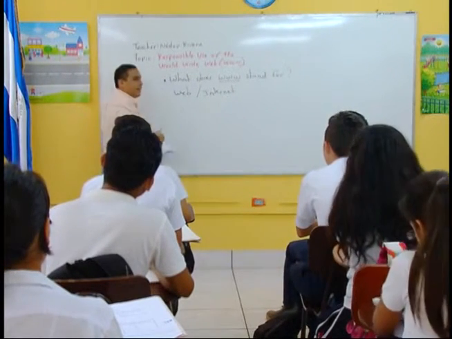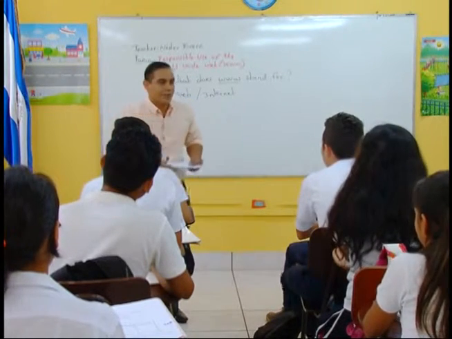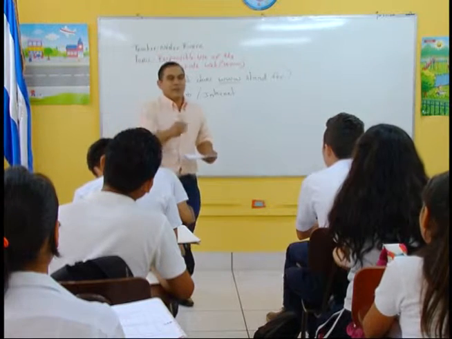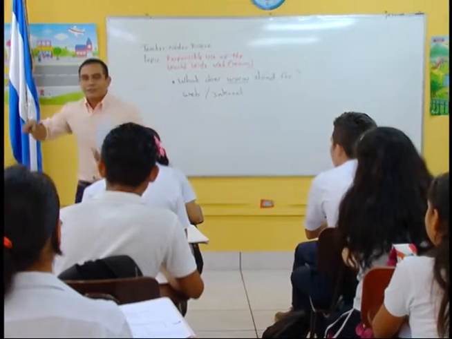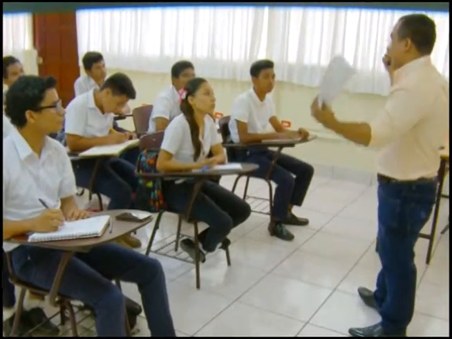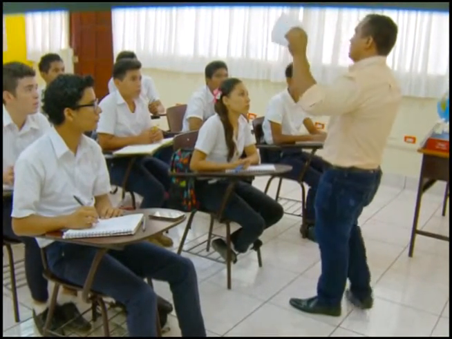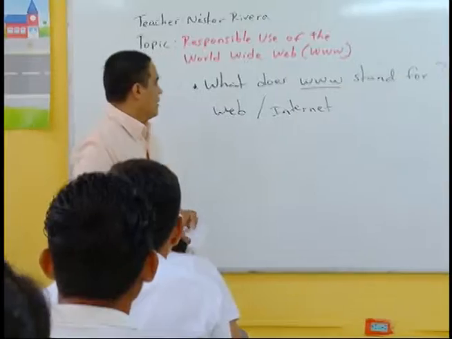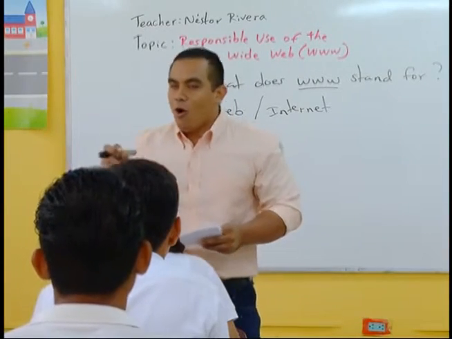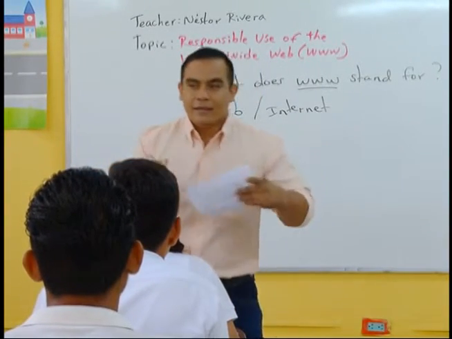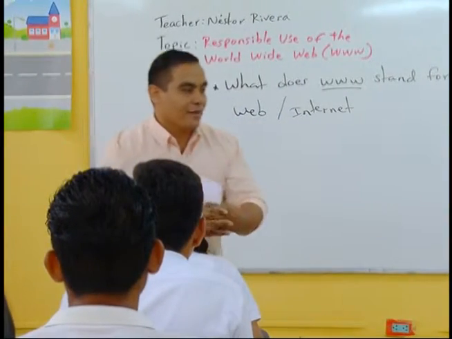The web is a collection of millions of pages of information. This information includes pictures, videos, animations, films, games, sports, and thousands of millions of pages. Now, it is easy to move around the web because all pages are linked. All pages are linked through hyperlinks.